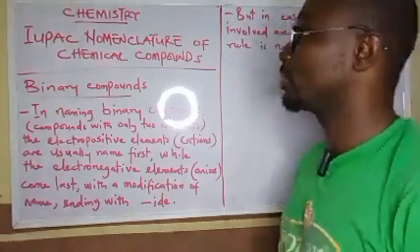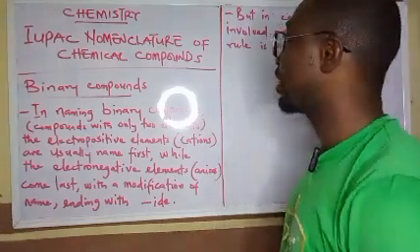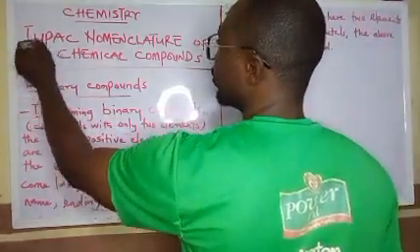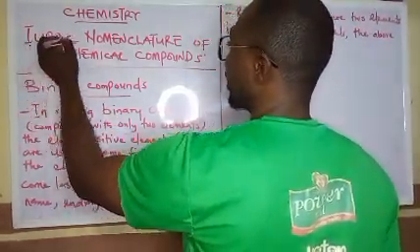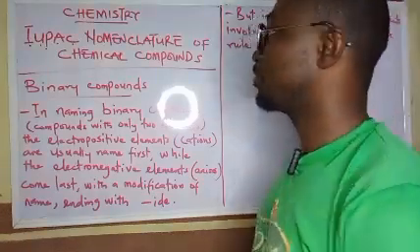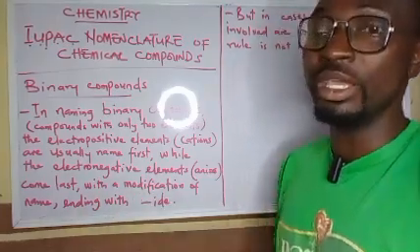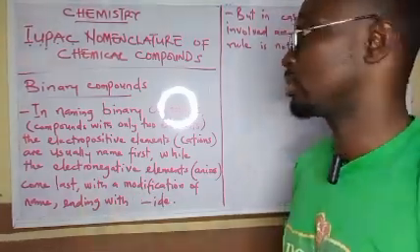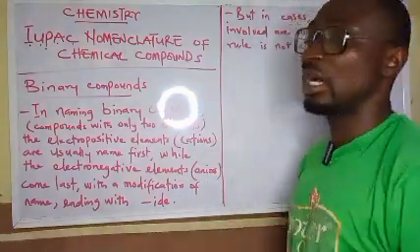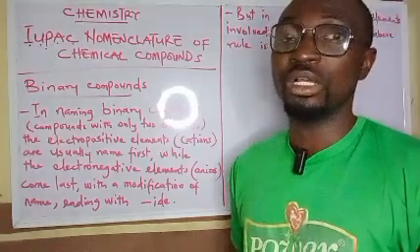And today we are going to be considering IUPAC nomenclature of chemical compounds. The word IUPAC means International Union of Pure and Applied Chemistry. This is an association, and one of their duties is to come up with a new way of naming chemical compounds. And the chemical compounds, we can classify into various classes.